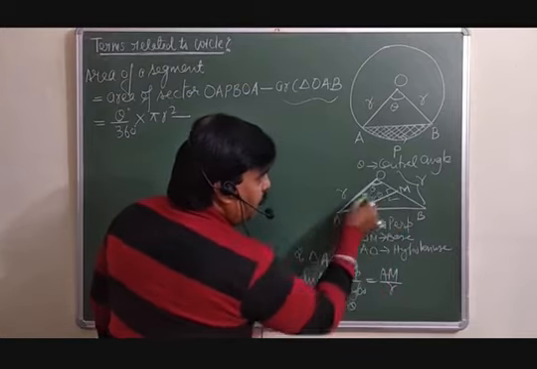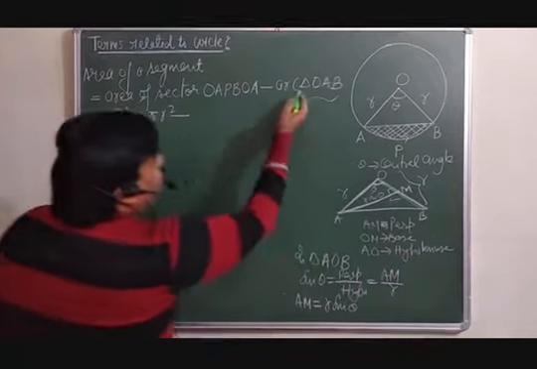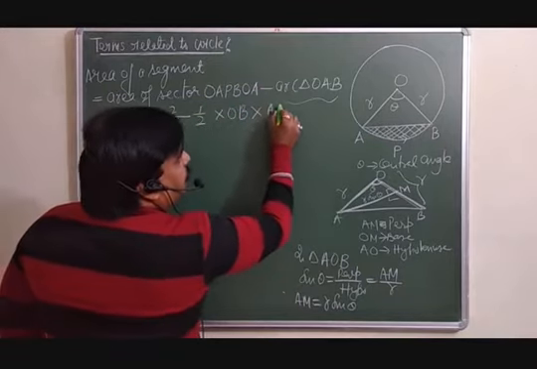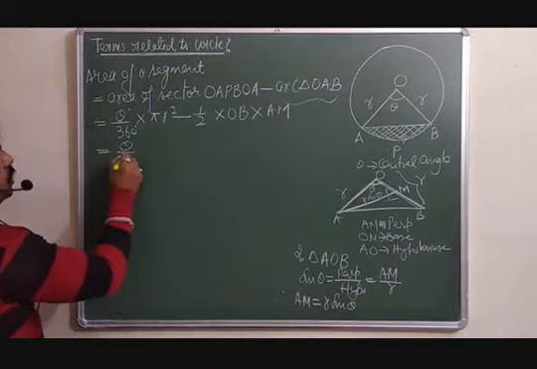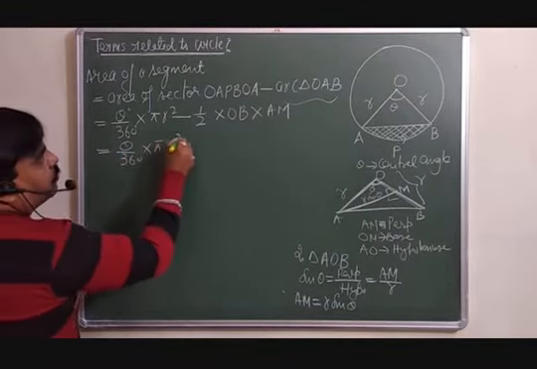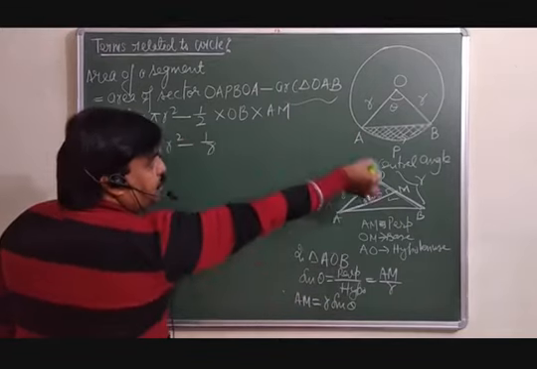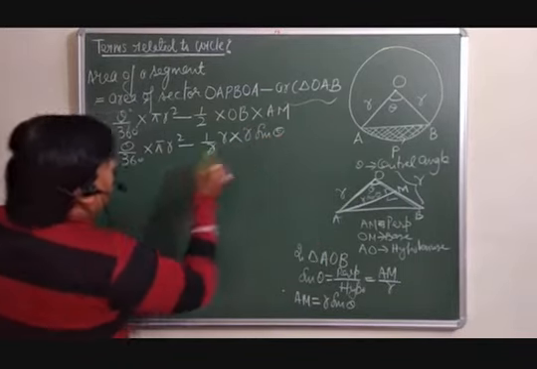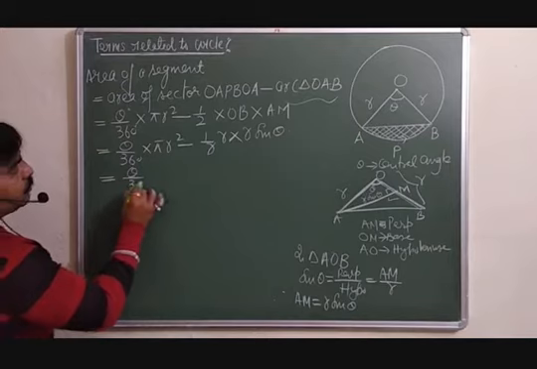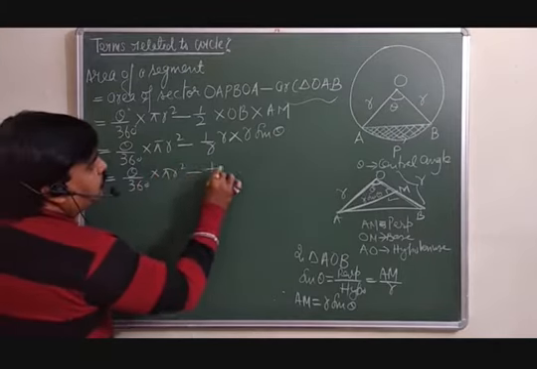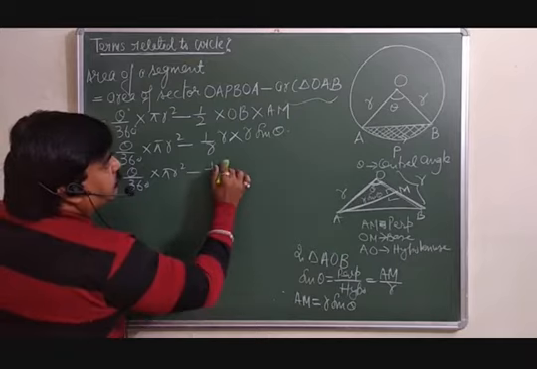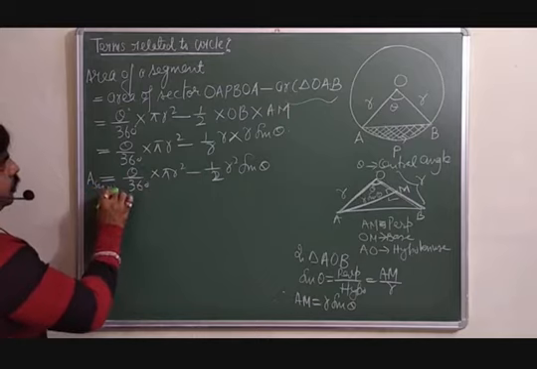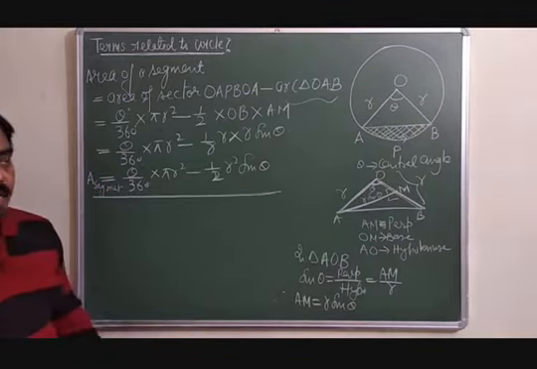Now you know the perpendicular, you know the base, you can calculate the area of this one. So area of this triangle will be equal to 1 over 2 into OB into AM. So what you will get here is theta over 360 into pi r square minus 1 over 2 OB. OB is R, and AM is also R sin theta. So this is equal to theta over 360 into pi r square minus 1 over 2 r square sin theta. And this is the area of the segment. This is the formula by which you can calculate the area of the segment.